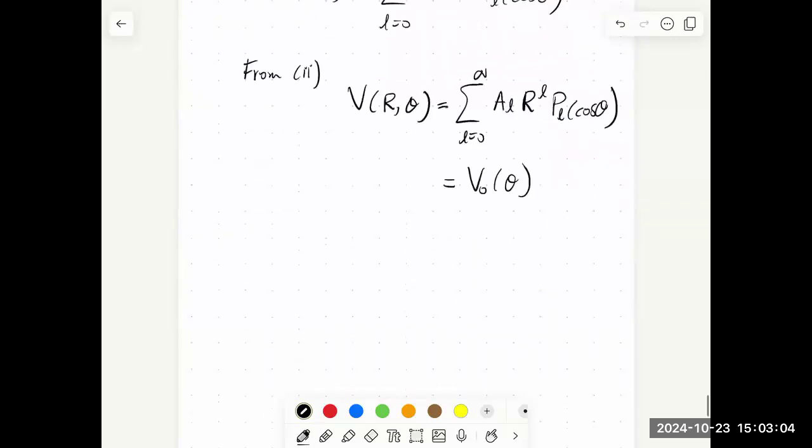Okay, so to go further, we need to select the AL coefficients to match the theta dependence of V0 of theta.